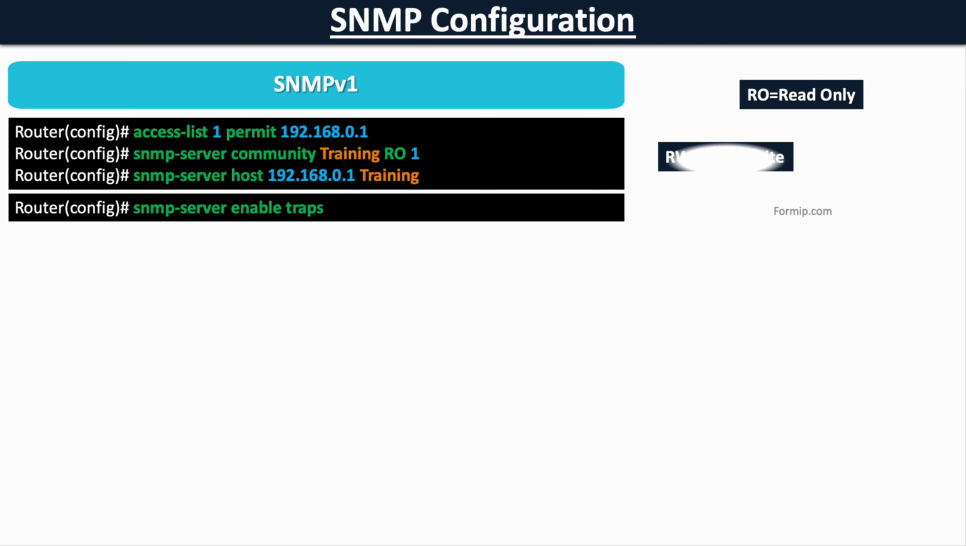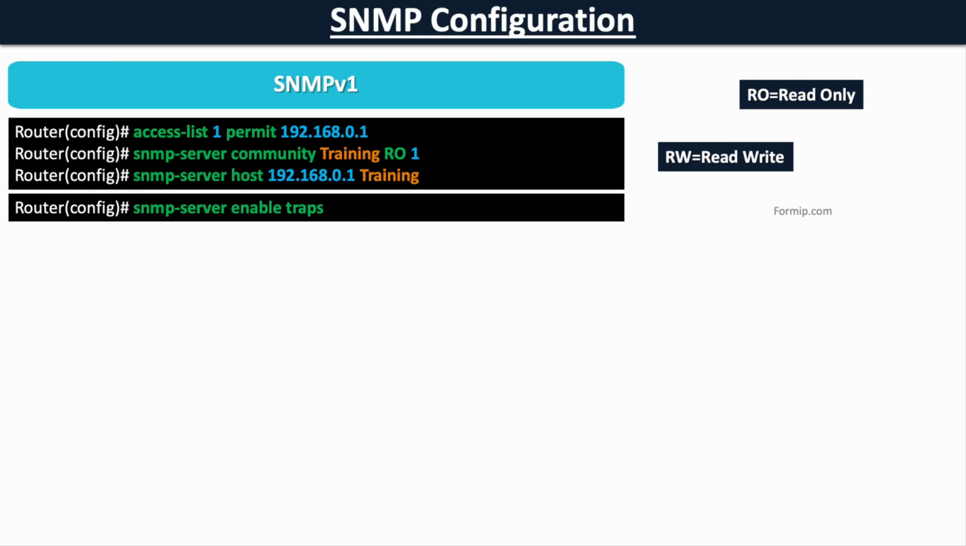The RO that we see just after stands for read-only. That is to say, the supervision server will only be able to query our equipment. It will not be able to order it to turn off, for example. After the RO, we place our ACL number.